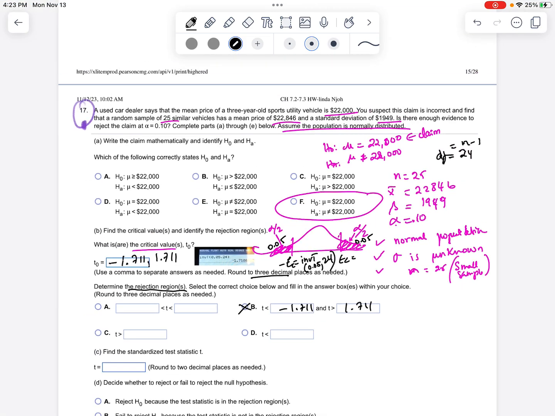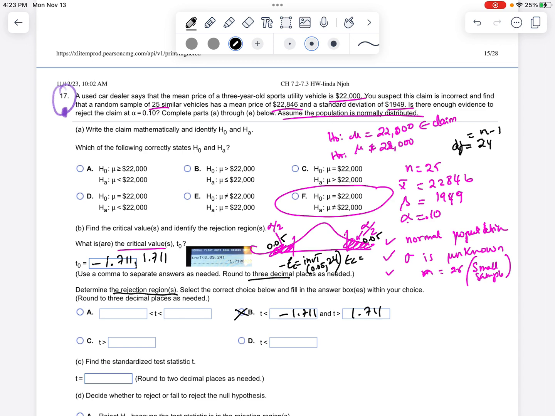All right, the T stat, we need to go to STAT, TESTS, T-Test. We enter the information. So mu 0 is 22,000. x bar is 22,846. Sx is 1949. n is 25. This guy is different than.